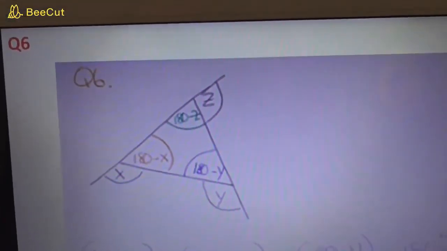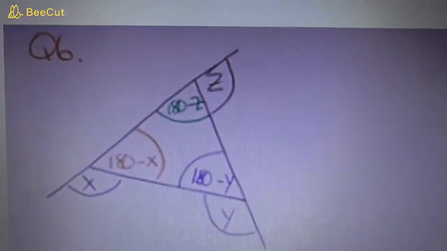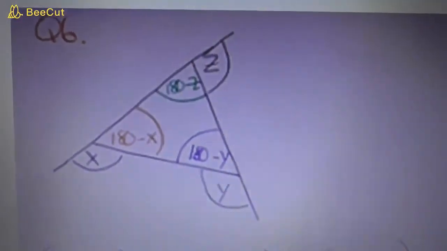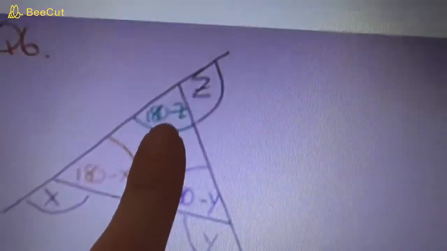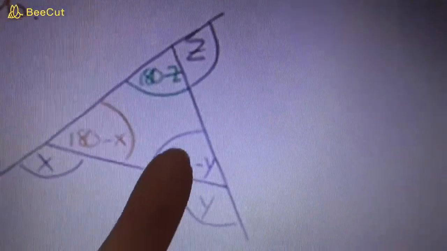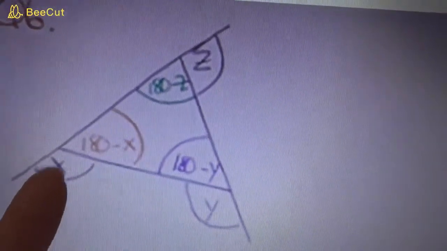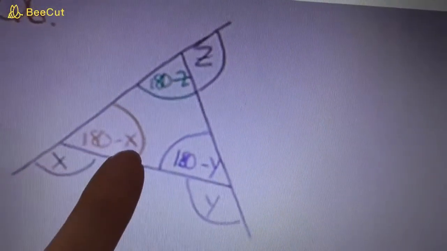Question 6, you were asked to prove that angle x plus y plus z is equal to 180. So here was your diagram. All I was given was x, y and z. Well, if I want to get this angle in here, it's going to be 180 degrees minus z, because that's a straight line. If this is y, well then this angle in here is going to be 180 degrees minus y. And if this is x, well then this one in here is going to be 180 degrees minus x.